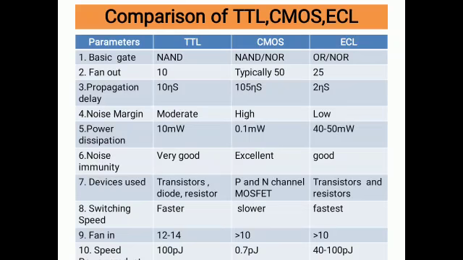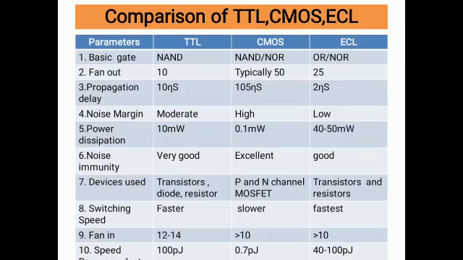Then propagation delay. So this delay should be as low as possible. For TTL it is 10 nanoseconds, for CMOS it is 105 nanoseconds, and for ECL it is 2 nanoseconds. So this delay is very low in ECL. So that is the advantage of ECL. So it is the fastest of all the logic families.